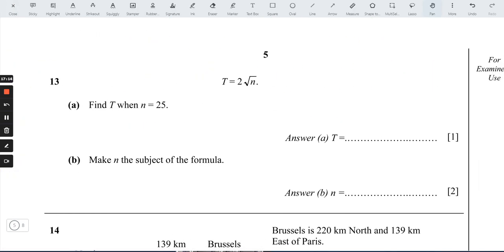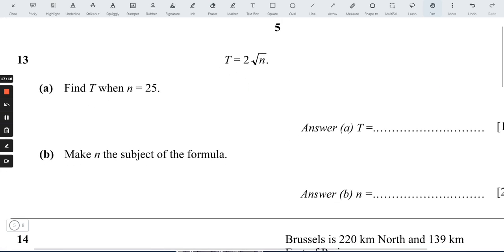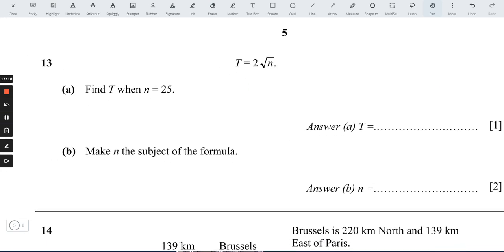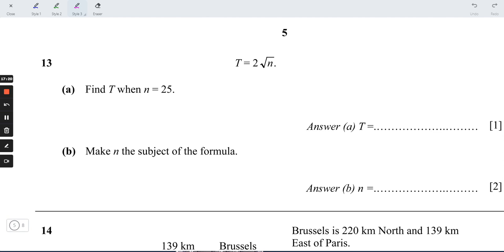Question 13 here, algebra. We have a formula here: t equals 2 under the square root of n. Find t when n equals 25. So t equals 2 times the square root of 25, and the square root of 25 is 5. So 2 times 5 we have 10. So our answer is 10.